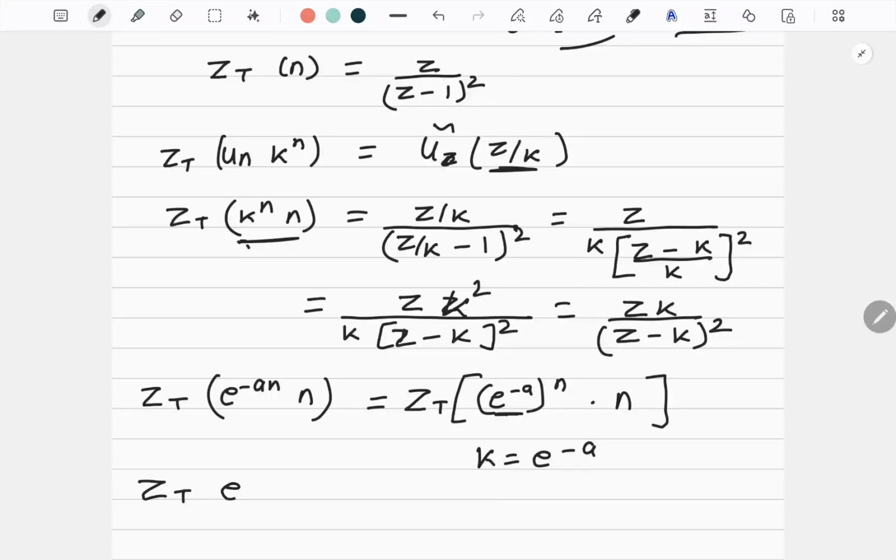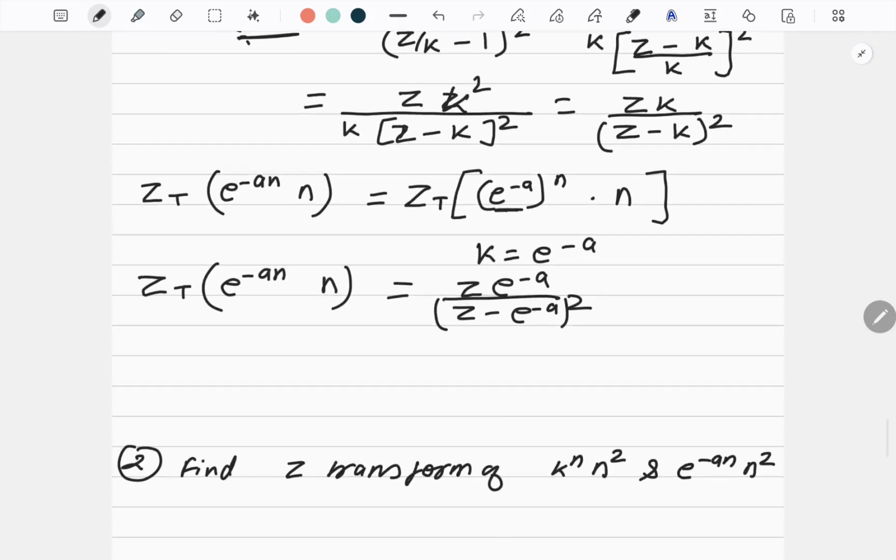So what will be the answer? The Z transform of e to the power minus an into n is equal to, in place of k, I will just write e to the power minus a. So Z e to the power minus a upon (Z minus e to the power minus a) square. Simple. So I got the answer. So that is what you have to do. Somehow you have to write it as a constant to the power n. The moment you write a constant to the power n, you get the answer. Okay. So now let's move to the next question.